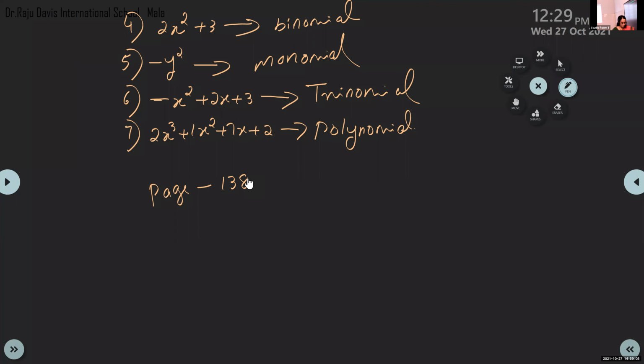Construct. First question, construct 3 binomials with only x as variable. Binomial means 2 terms, but the only variable is x. Next, 3 binomials with both x and y as variables, so it contains both x and y. Next, 3 monomials with x and y variables. Only 1 term, but contains both x and y. And 2 polynomials with 4 or more terms. So, be ready with your answers during the next period, which is at 3 o'clock.